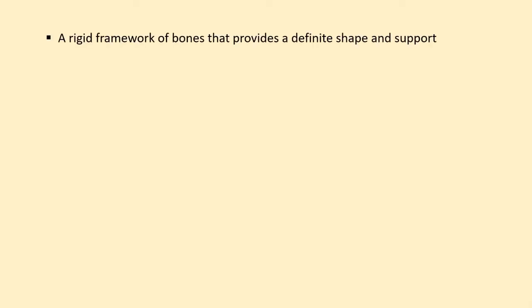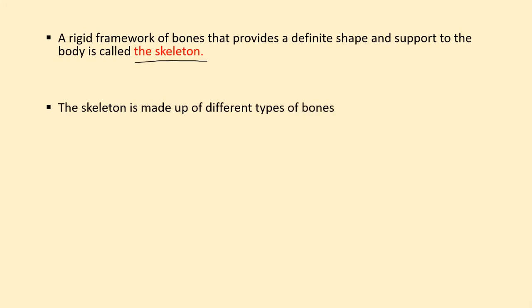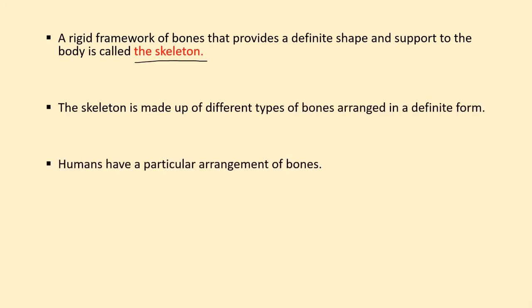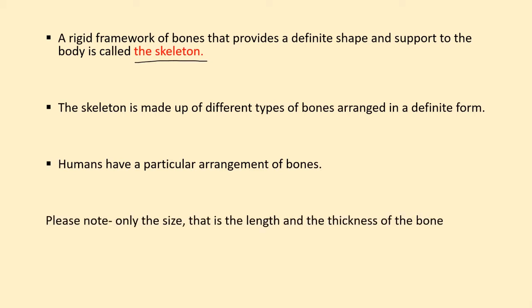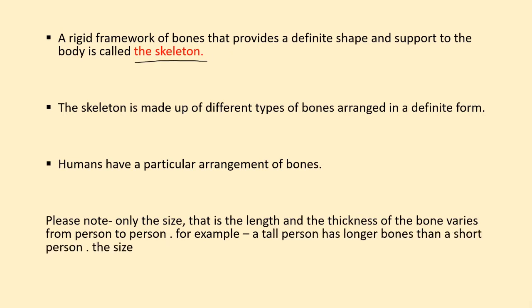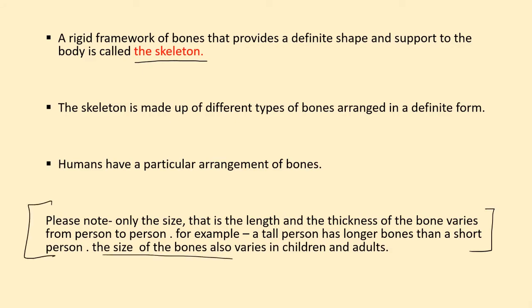A rigid framework of bones that provides a definite shape and support to the body is called the skeleton. The skeleton is made of different types of bones arranged in a definite form. Humans have a particular arrangement of bones. Please note, only the size, that is the length and thickness of the bone, varies from person to person. For example, a tall person has longer bones than a short person. The size of the bones also varies in children and adults.